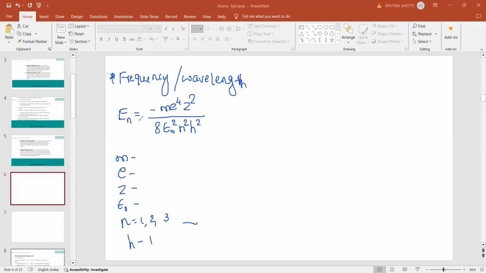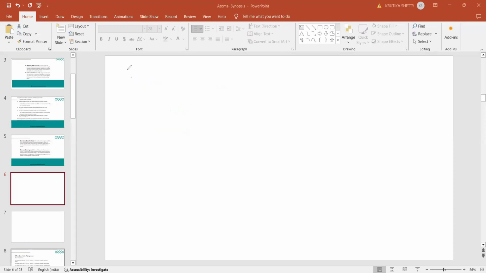Yes, so for the derivation, first step: when the electron jumps from the orbit n2 to n1. The electron is jumping from one orbit to another orbit, from the n2 orbit to the n1 orbit. Therefore, the energy is equal to E2 minus E1. The energy expression is written as E2 minus E1. Yes. So now we know the expression for energy.